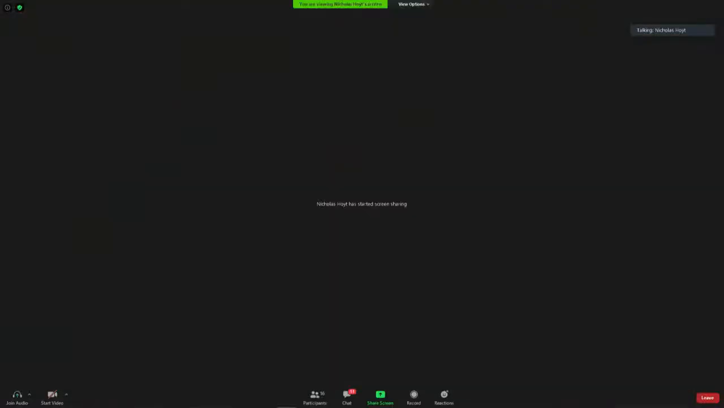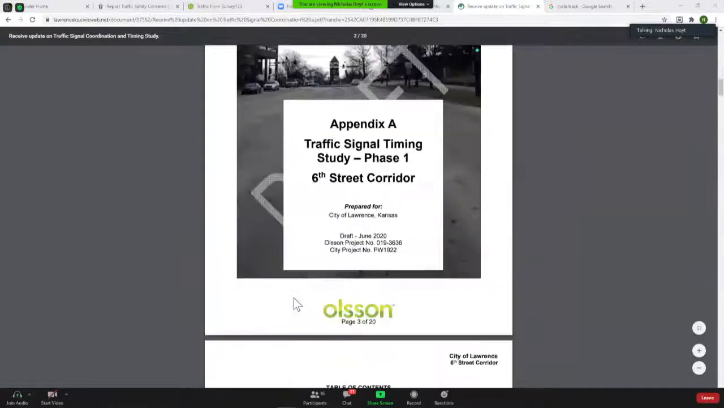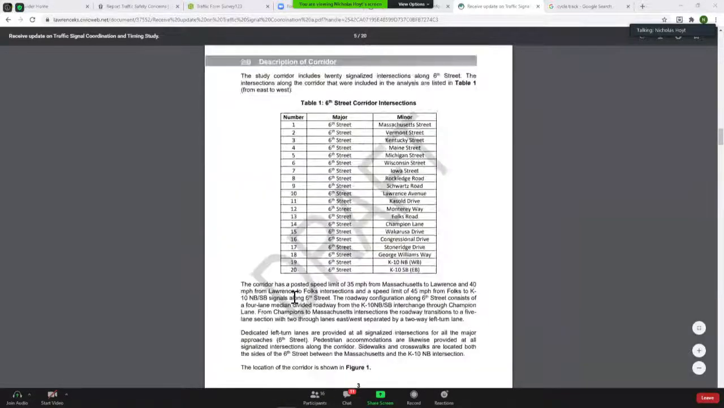So we won't have pre versus post drive times for 6th Street. But I'm going to start. I'm just going to share my screen. I'm going to hit a couple high points of this memo that Olson put together, and we'll go from there.